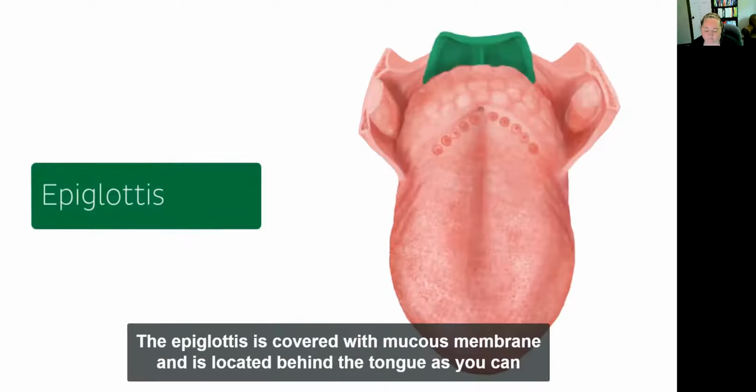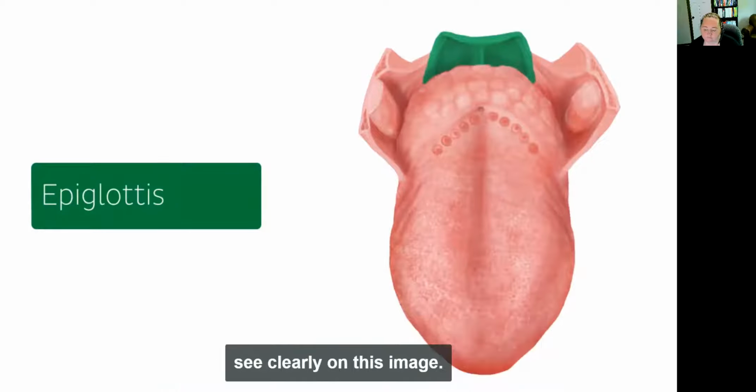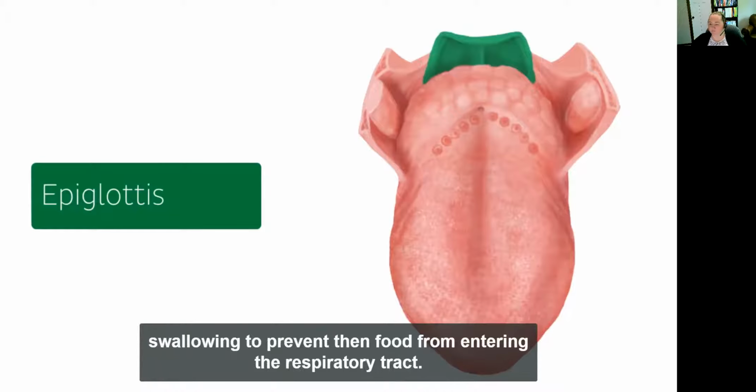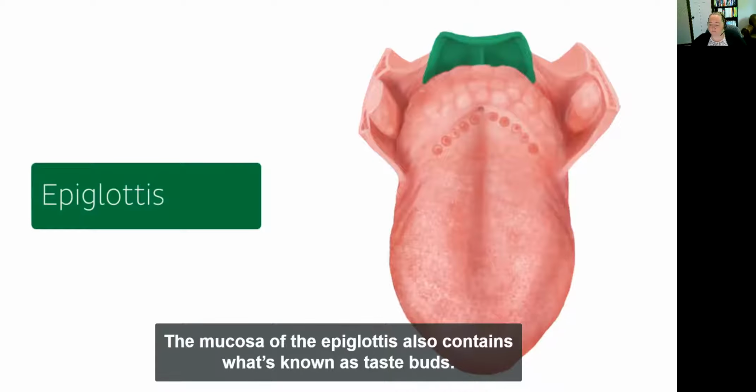The epiglottis is covered with mucous membrane and is located behind the tongue, as you can see clearly on this image. The epiglottis is attached to the larynx and acts as a flap covering the larynx during swallowing to prevent food from entering the respiratory tract. The mucosa of the epiglottis also contains what's known as taste buds.